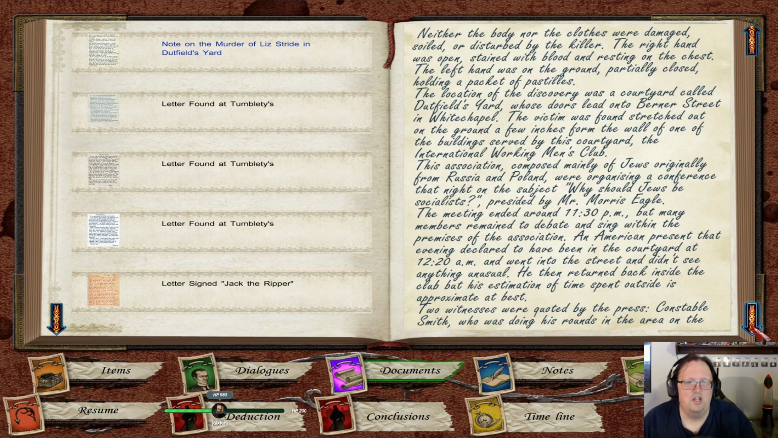of the association. An American present that evening declared to have been in the courtyard at 12:12 a.m. and went into the street and didn't see anything unusual. He then returned back inside the club, but his estimation of the time spent outside is approximate at best.